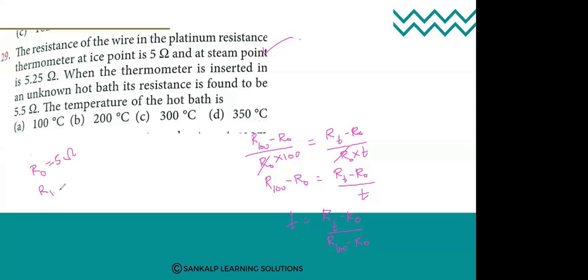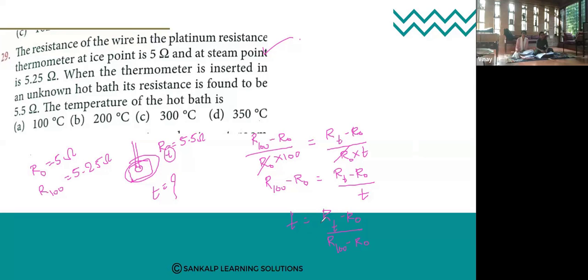And at the steam point means it is R of 100, is 5.25 ohm. When the thermometer is inserted in the hot bath, its resistance at that temperature will be 5.5 ohm. So for this hot bath, what is the temperature of that? This T you have to calculate. Okay, yes, is it clear now?